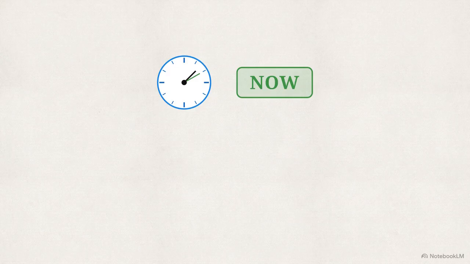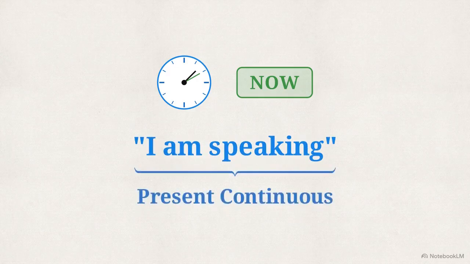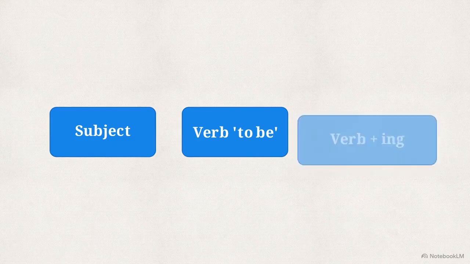If you want to talk about an action happening at this exact moment, English uses a structure that maps perfectly to the Portuguese estou falando. We call it the present continuous. To build a sentence, start with the subject, add the verb to be, and finish with the action verb ending in -ing.